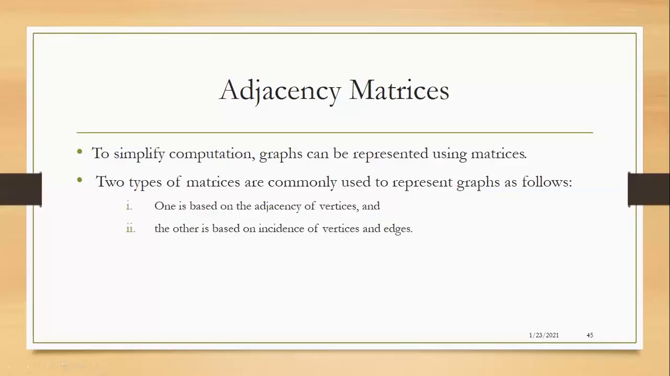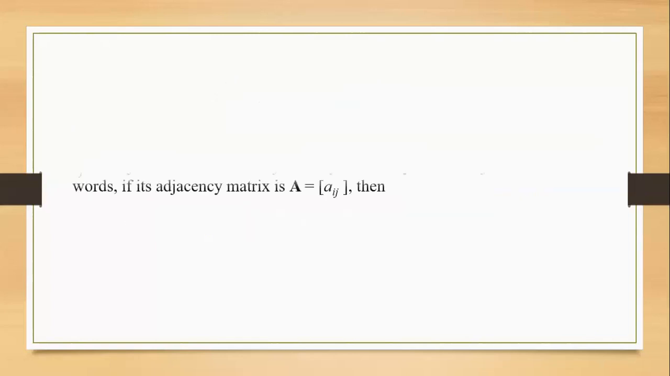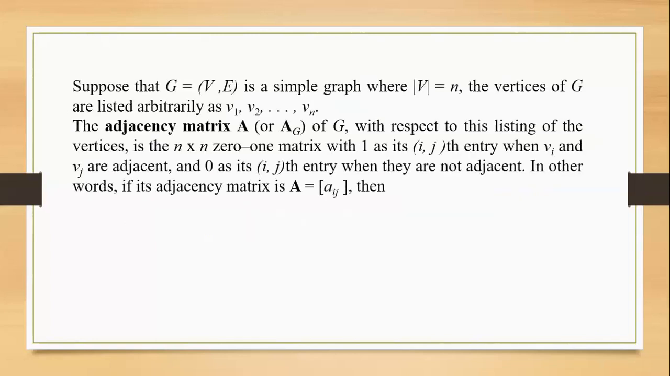So let's look directly at what kind of matrices we will be creating. First and foremost is the adjacency matrix. Suppose that G = (V, E) is a simple graph where |V| = n. That is, n is the number of vertices in the graph G, which are denoted by V1, V2 and so on up to Vn. The adjacency matrix A or AG of the graph G with respect to this listing of the vertices is the n cross n 0, 1 matrix.